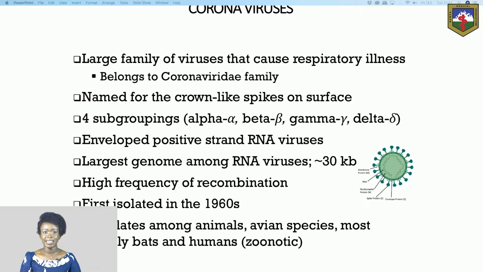So I'll give a background of coronaviruses. These are a large family of viruses that cause respiratory illness, and they belong to the Coronaviridae family. Named for the crown-like spikes on the surface that you see, and there are 4 subgroups: the alpha, the beta, the gamma, and the delta. They are enveloped viruses with the positive strand, and these are RNA viruses.